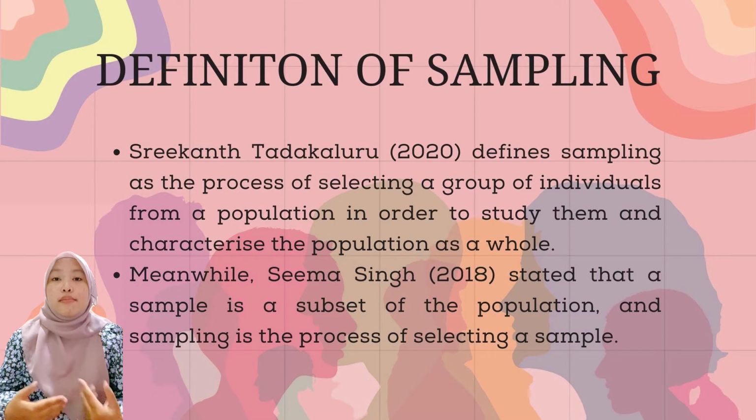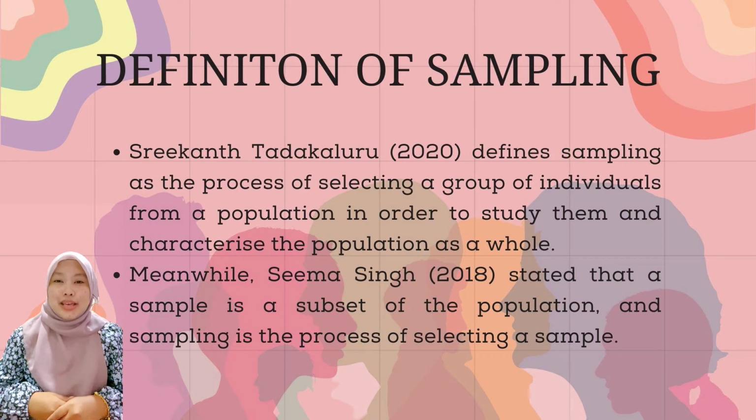To begin, let me explain the definition of sampling. Srikant Tadakaluru 2020 defines sampling as the process of selecting a group of individuals from a population in order to study them and characterize the population as a whole. Meanwhile, Sima Singh 2018 stated that a sample is a subset of the population and sampling is the process of selecting a sample.